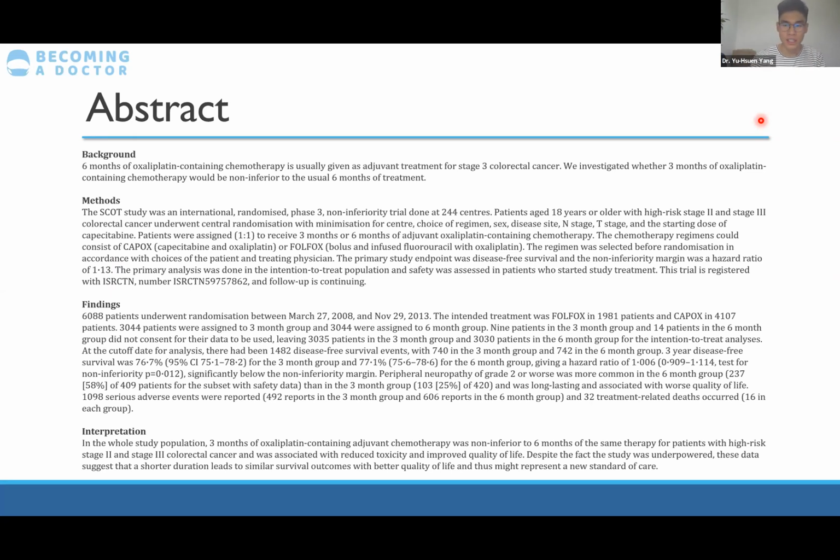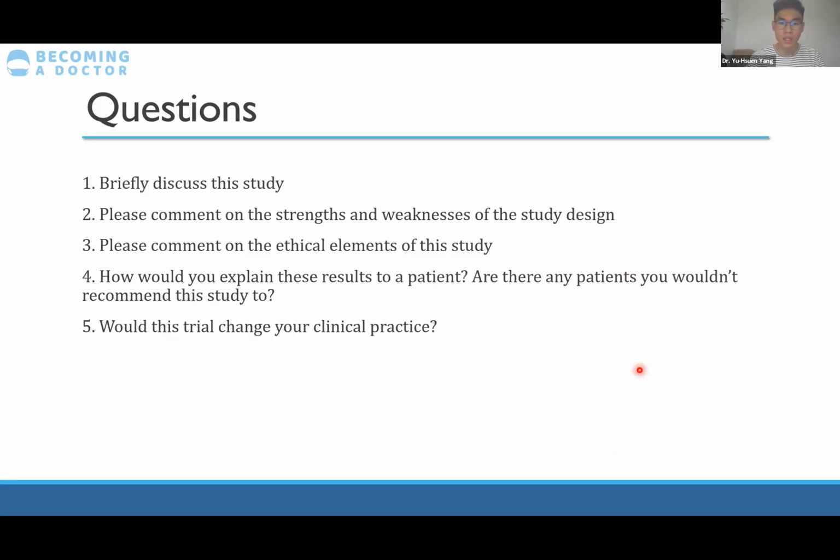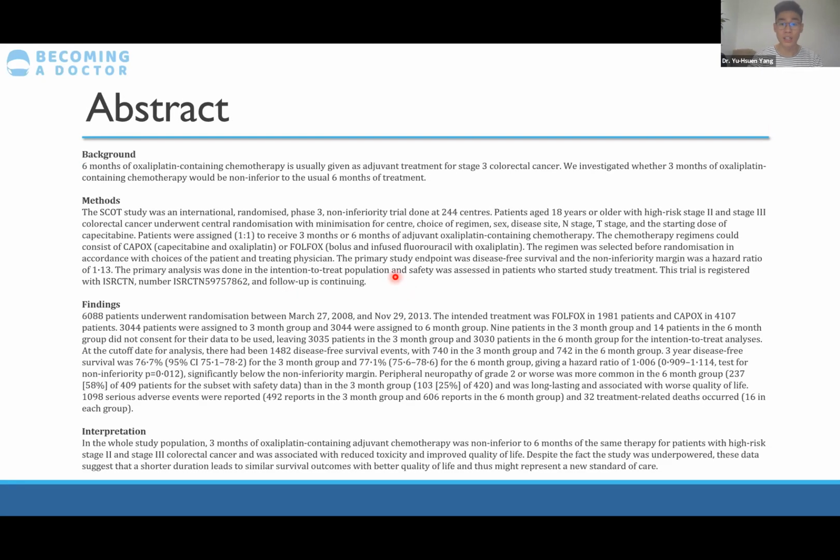All right, let's tackle the final two questions because I think we are running out of time. But really, how would you explain these results to patients? So I would say, for instance, if you were seeing a patient in clinic, well, if you had someone who was aged 18 and above with so-called high-risk stage 2 and 3 colorectal cancer, if following surgery you opt for 3 months of chemotherapy versus 6 months of chemotherapy, you're likely to have as good recurrence-free survival.